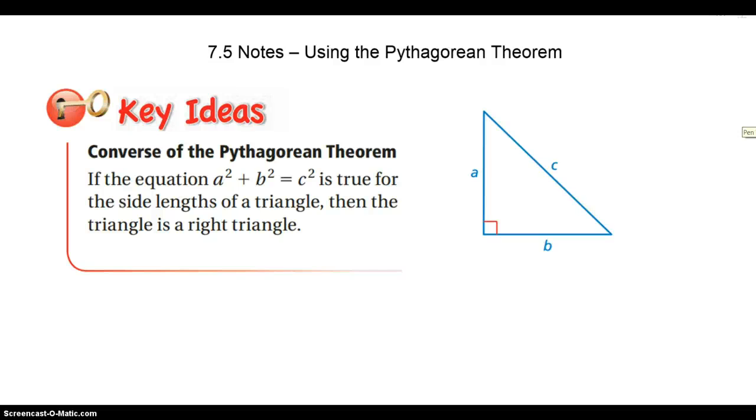All right, the last section of this chapter is section 7.5. This is using the Pythagorean theorem. So earlier in the chapter, we learned how to solve problems with the Pythagorean theorem, and now we're going to use the converse of the Pythagorean theorem, which says if a squared plus b squared is equal to c squared, then the triangle is a right triangle. So we're trying to prove whether a squared plus b squared really is equal to c squared. Sounds kind of confusing, but it'll make sense in an example problem.